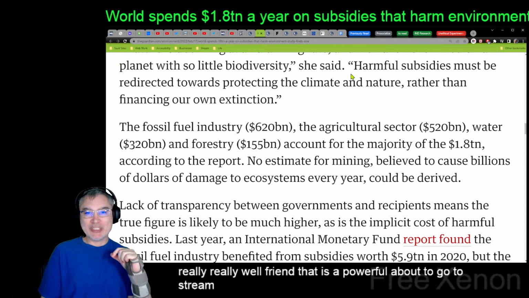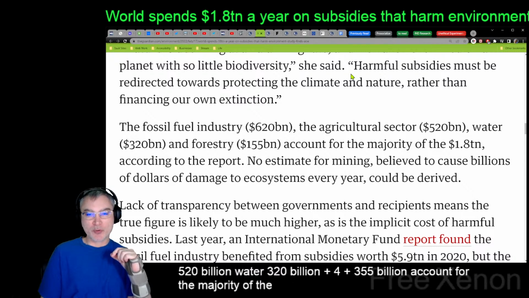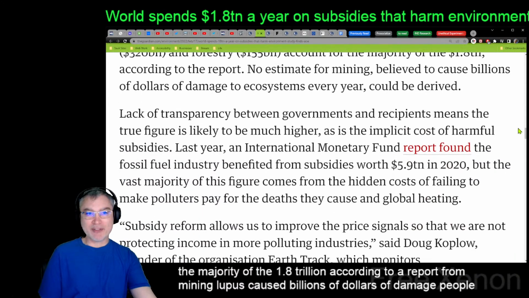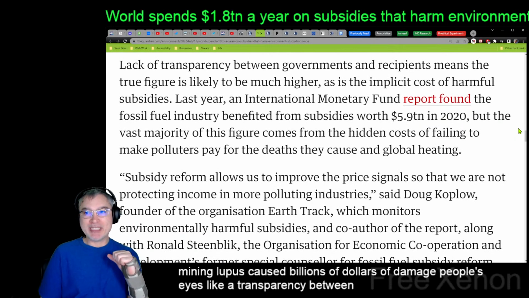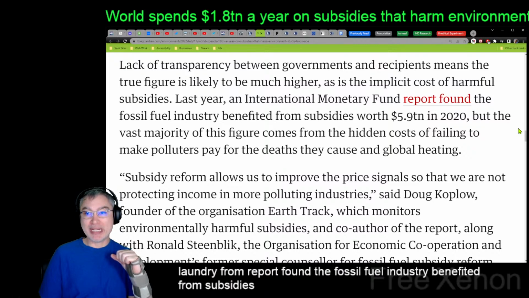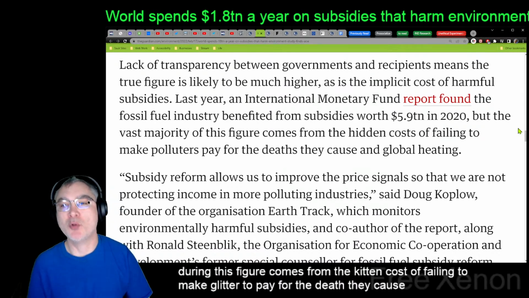The fossil fuel industry, $62 billion. The agricultural sector, $520 billion. Water, $320 billion. And forestry, $155 billion, account for the majority of the $1.8 trillion, according to the report. No estimate for mining, believed to cause billions of dollars of damage to ecosystems every year, could be derived. Lack of transparency between governments and recipients means the true figure is likely to be much higher, as is the implicit cost of harmful subsidies. Last year, an International Monetary Fund report found the fossil fuel industry benefited from subsidies worth $5.9 trillion in 2020, but the vast majority of this figure comes from the hidden costs of failing to make polluters pay for the deaths they cause and global heating.